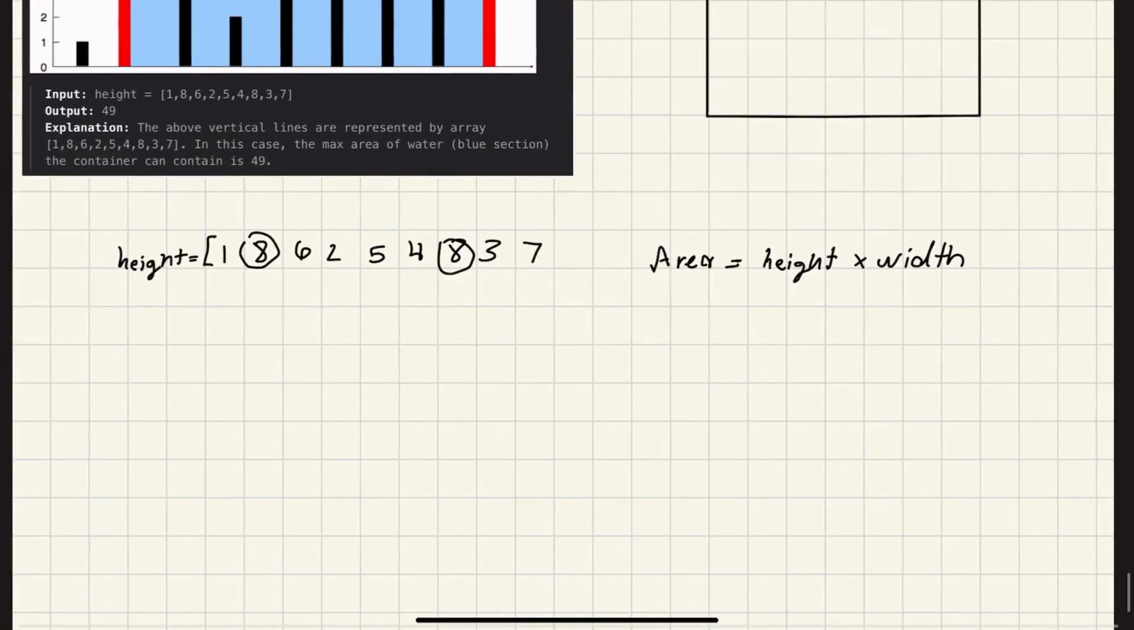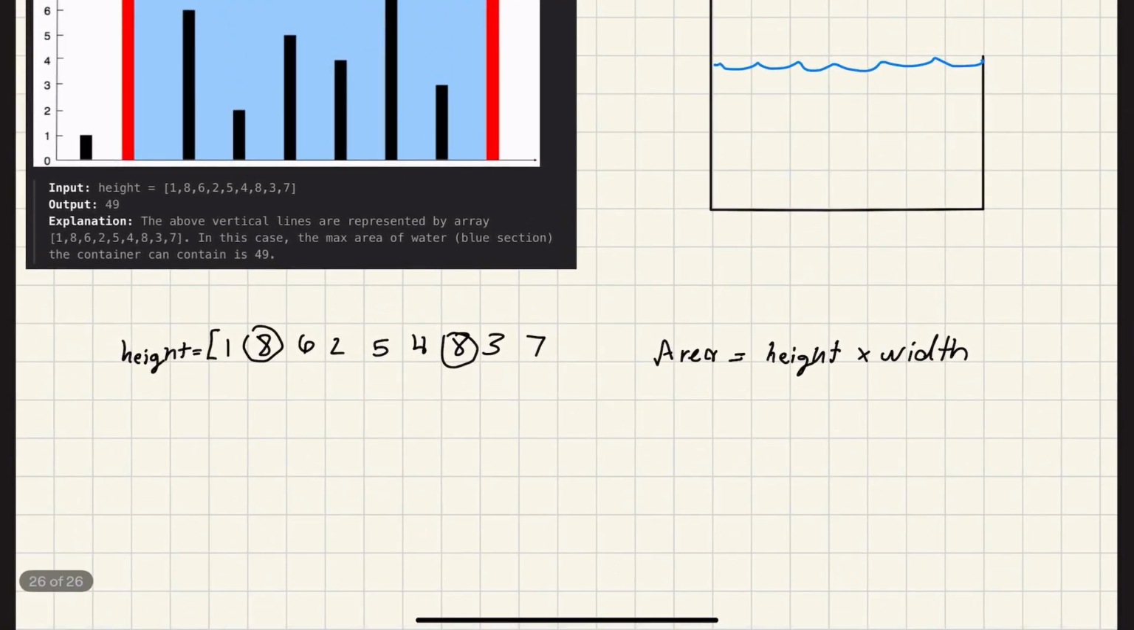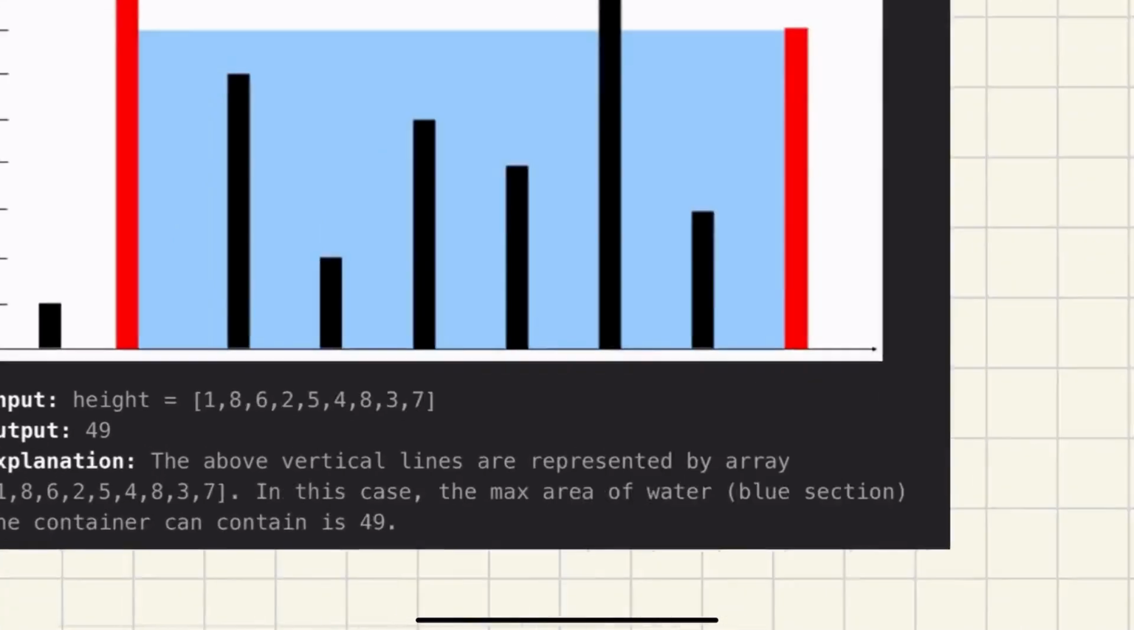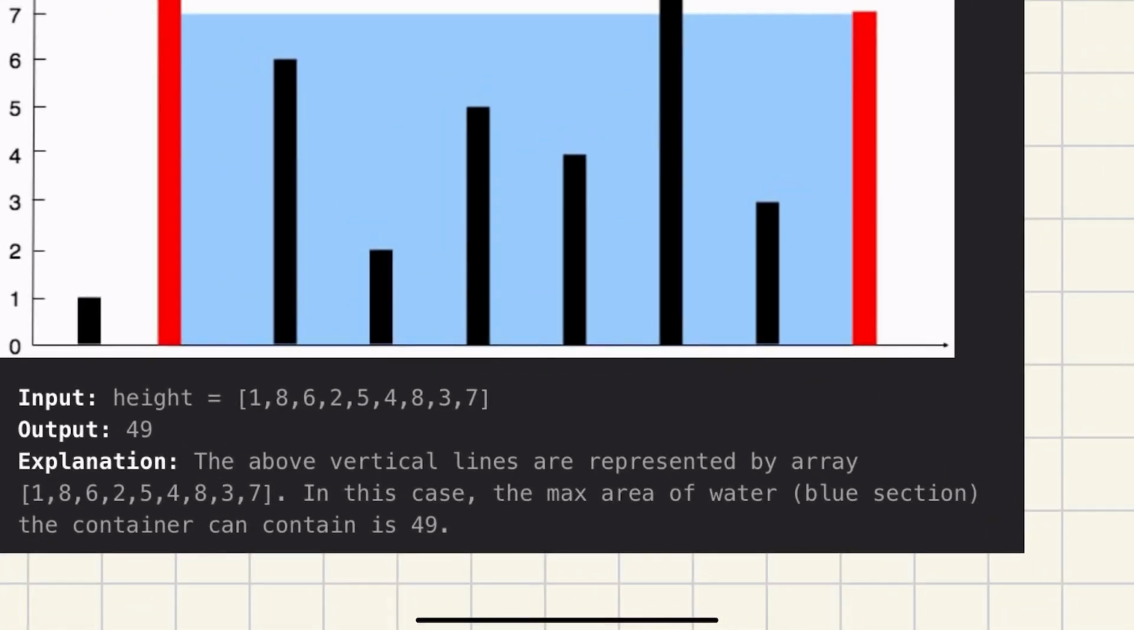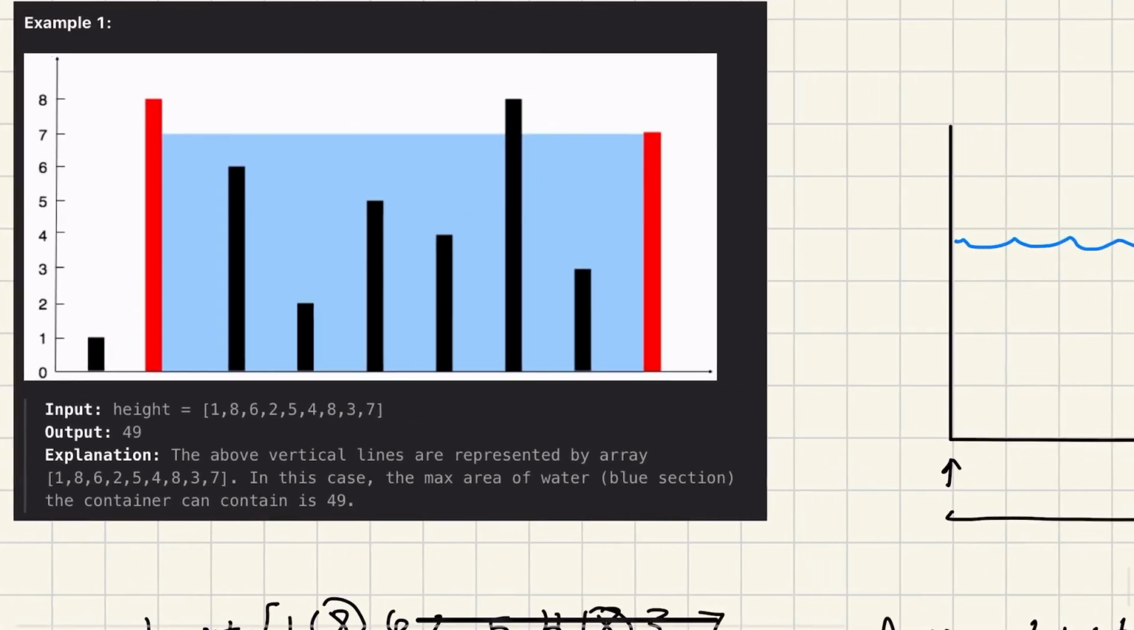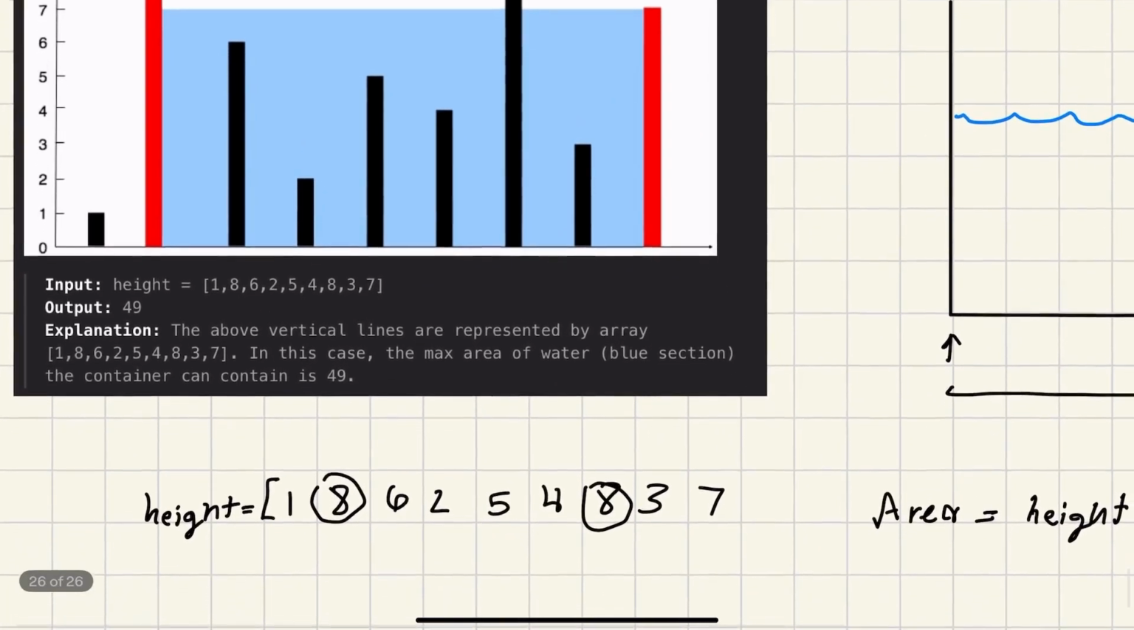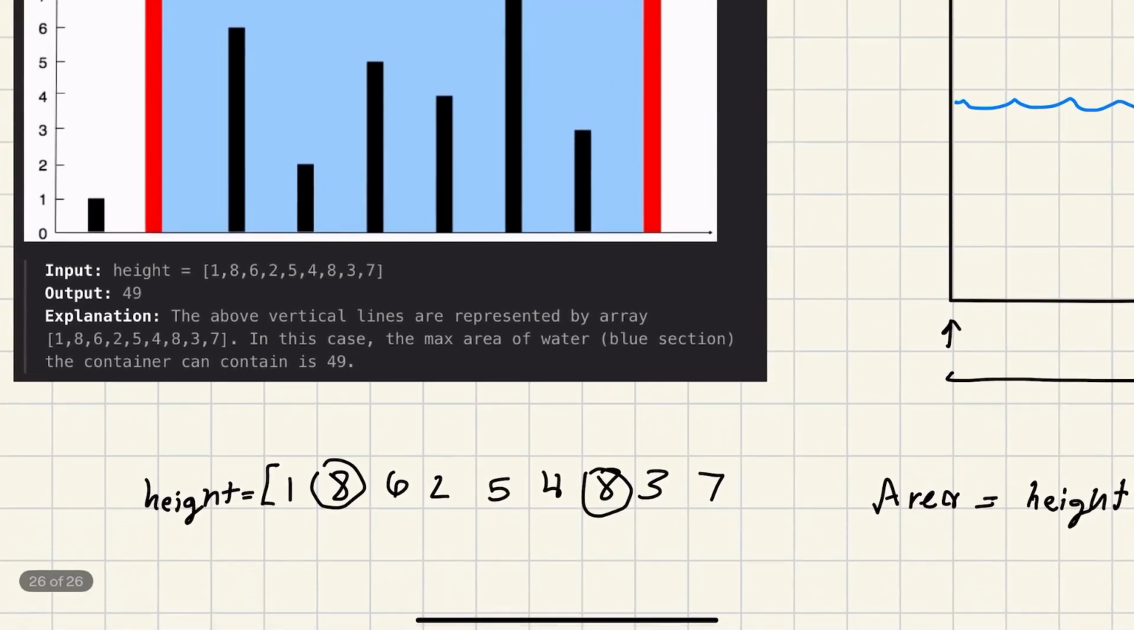Now, what is the width? The width is actually this index minus this index. That gives us the difference, and that just gives us a relative width between them. We aren't really given any coordinates or any dimensions on how big the x-axis is. We're just assuming that the indexes represent different widths.